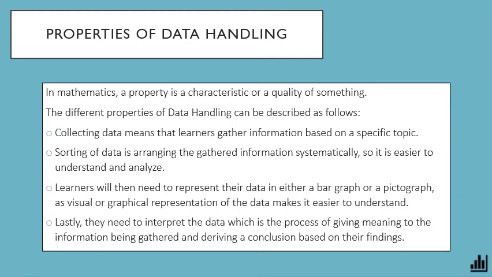In mathematics, a property is a characteristic or a quality of something. The different properties of data handling can be described as follows. Collecting data means that learners gather information based on a specific topic. Sorting of data is arranging the gathered information systematically so it is easier to understand and analyze.